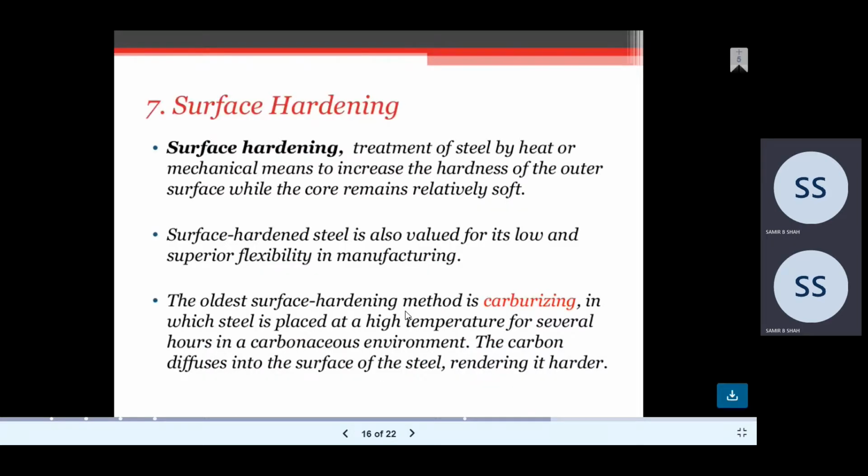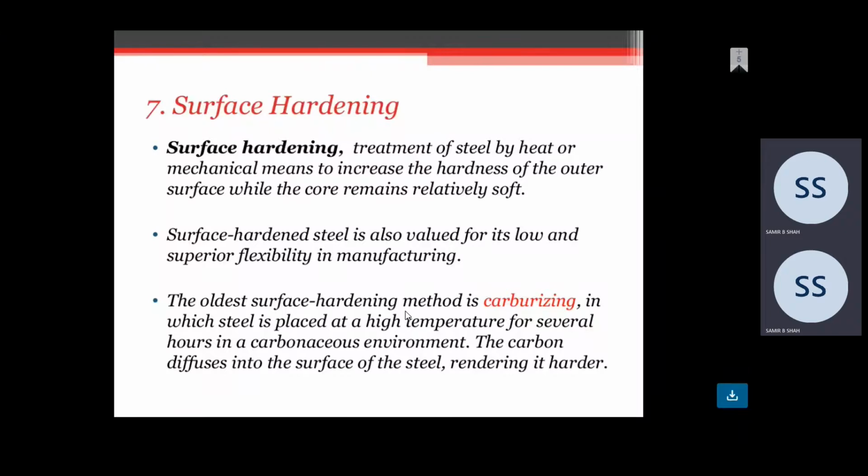Now surface hardening. Surface hardening is a treatment of steel by heat or mechanical means to increase the hardness of the outer surface while the core remains relatively soft. We have to just harden the outer surface. At that time, we prefer to use the surface hardening process. It is valued for its low cost and superior availability in manufacturing.